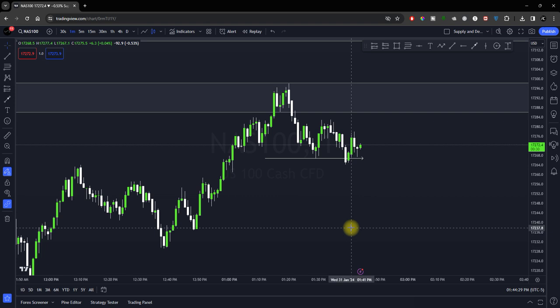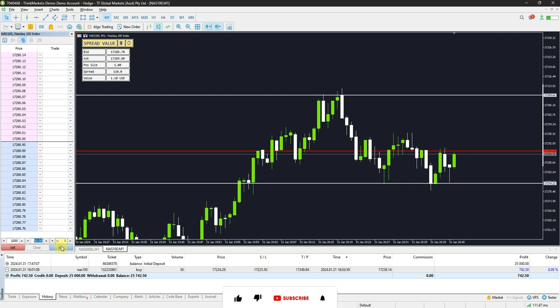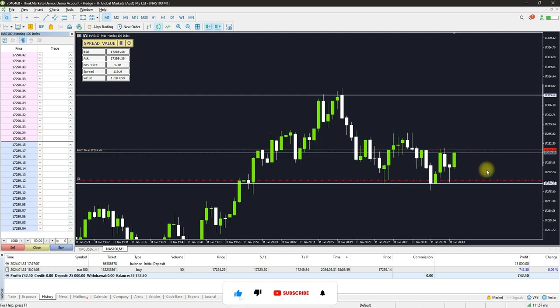Okay, so let's open this up. I was looking for a long on this, because for the last few hours the market's been going up. So I'm going to risk 500 or 600 to make 500. There's that hammer pattern right there that I was looking for, so I'm going to jump in. Order filled.